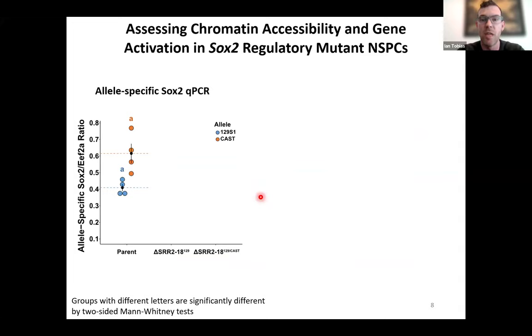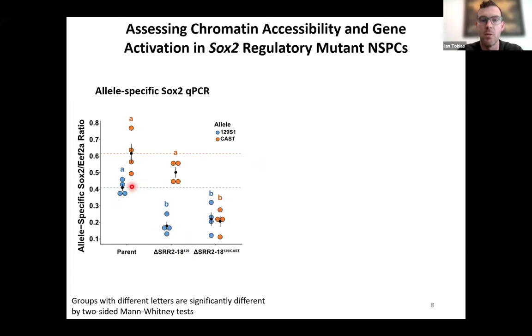So after genotyping many clones, we checked the SOX2 expression of these different genotypes with allele-specific SOX2 quantitative PCR. And I'm showing you the expression from both alleles, the 129 and the castaneous here. Regardless of which allele we targeted for deletion, we found that the SR2 to 18 region is responsible for between a third and half of cis-linked SOX2 expression in the cell population. So I'm showing you an example here where the deletion is on the 129 allele, and we see a significant difference compared to the parent control.